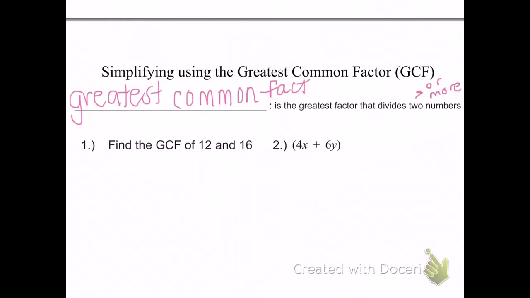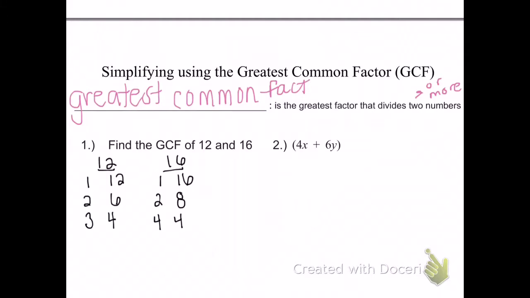So here's the problem you guys have probably seen before: find the greatest common factor, or the GCF, of 12 and 16. So we have 12 and we've got 16. Let's go ahead and list some of their factors. With 12, we've got 1 and 12, 2 and 6, and 3 and 4. Okay, that's all. And then 16, we've got 1 and 16, 2 and 8, and 4 and 4.